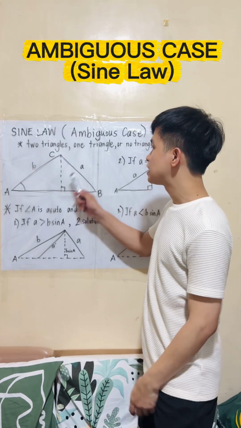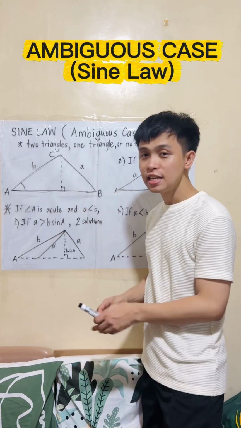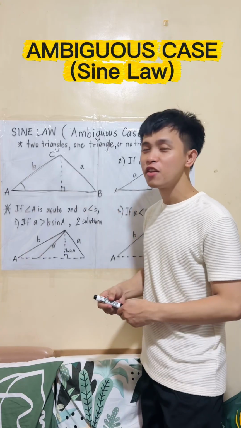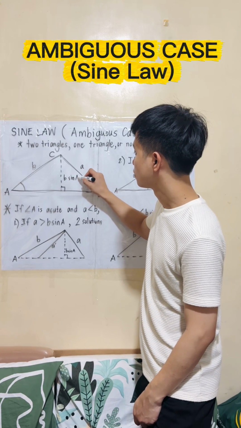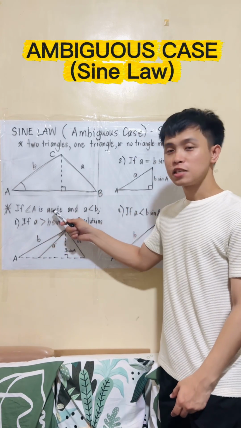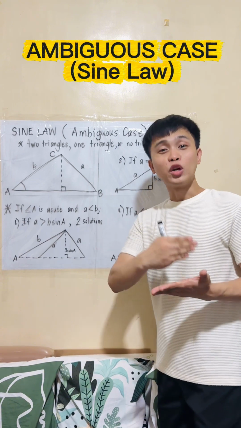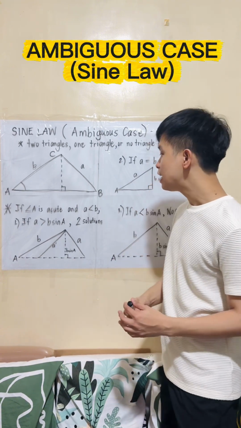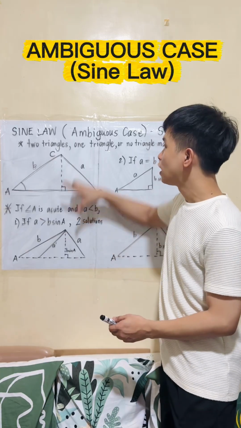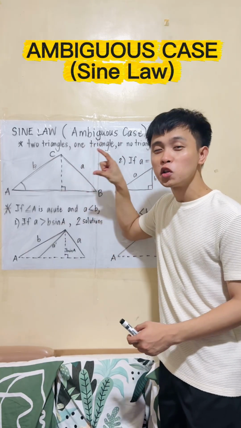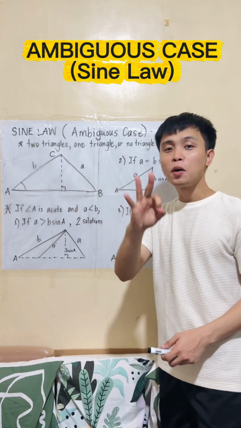Suppose we are given sides A, B and angle A. The perpendicular height to side C from vertex C is given by B sine A. If angle A is acute, meaning the measure of the angle is greater than 0 but less than 90, and side A is less than B, therefore side A is shorter than the length of B, then we can have three possibilities.